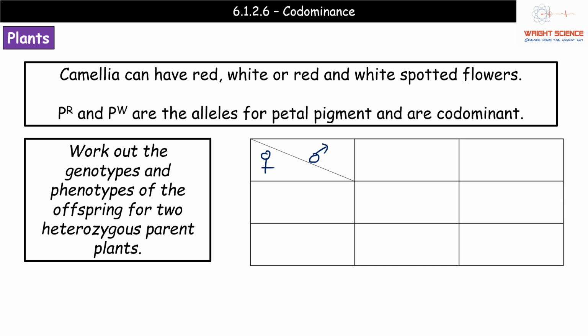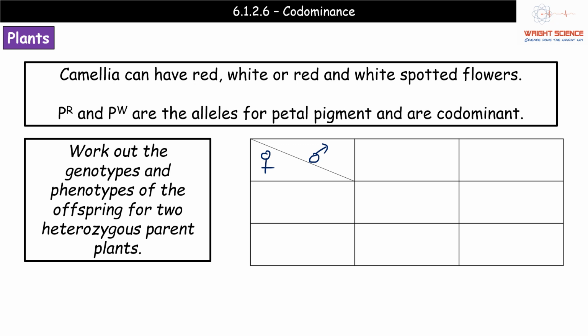Now, what we actually find is that the pigment in the petals is caused by two alleles, PR, the red one, and PW, the white one. Now, both of those alleles are codominant. So basically, if they're both present, we are going to see an influence of both of them in that final phenotype. So it's easiest if we just work through a little example here to see how this all comes together.